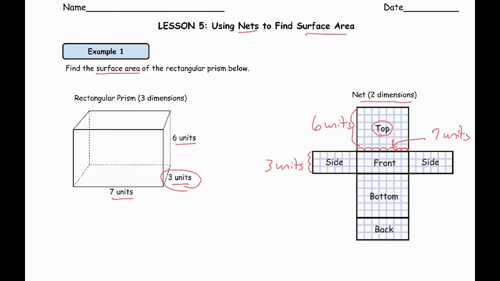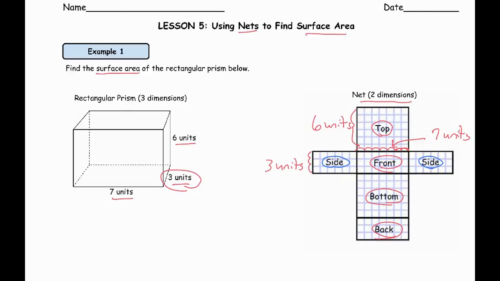Basically, we can also see that some of these faces match up. You can see that the top matches up with the bottom. So once I find the area of the top, I will also know the area of the bottom of my rectangular prism. And you can also see the sides. Once I find the area of one of the sides, I'll know the area of the other side. And you can also tell that the front and the back also line up. Let's go ahead and show those.